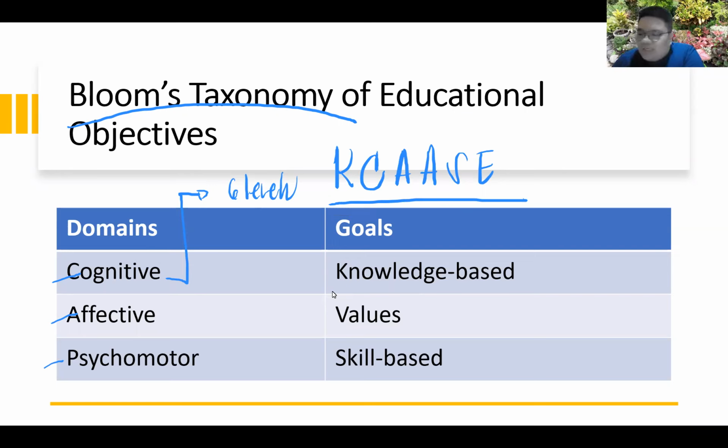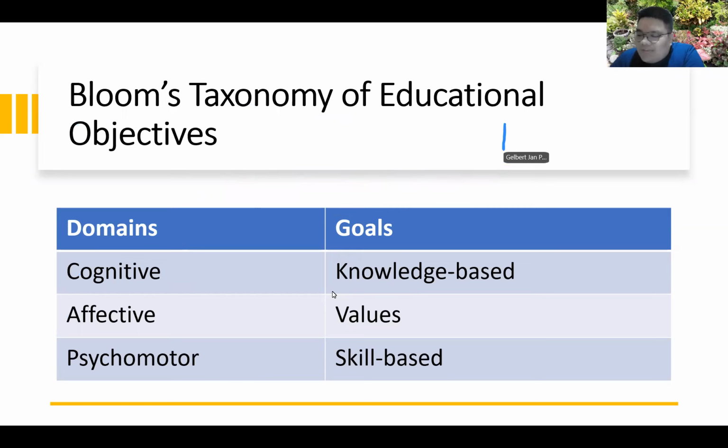Later on, at around the year 2000, Anderson and colleagues revised these cognitive levels, and they introduced the terms remembering, understanding, the same for the AA, evaluating and creating.